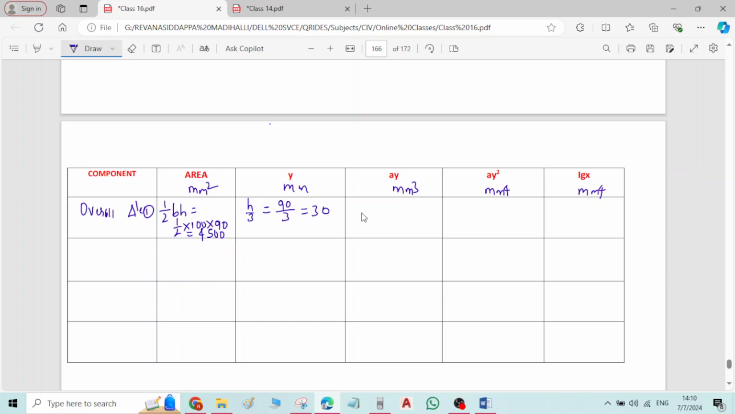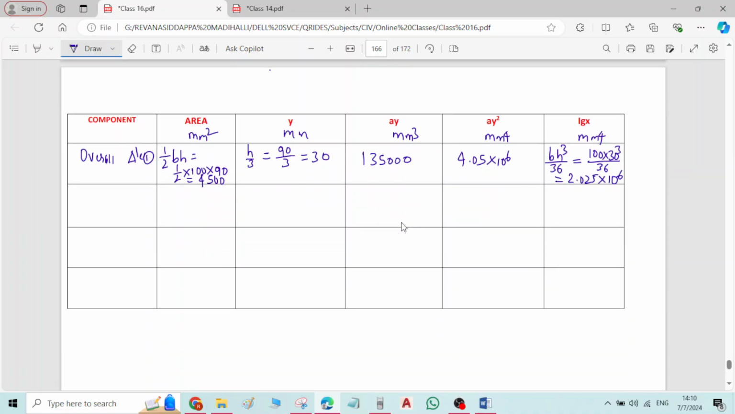So AY, if you calculate, it is 1,35,000. AY square is 4.05 into 10 power 6. IGX formula for triangle is, we know that it is BH cube divided by 36. 100 is the base width, 30 is the height, cube divided by 36. The answer is 2.025 into 10 power 6. Please cross check your answers.